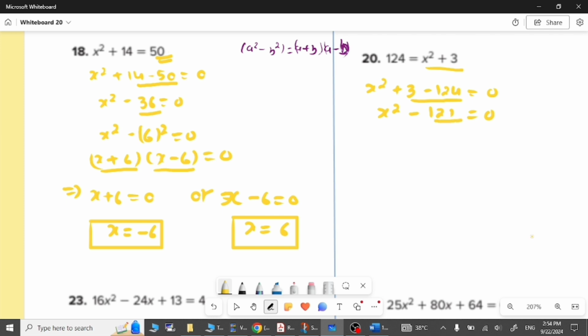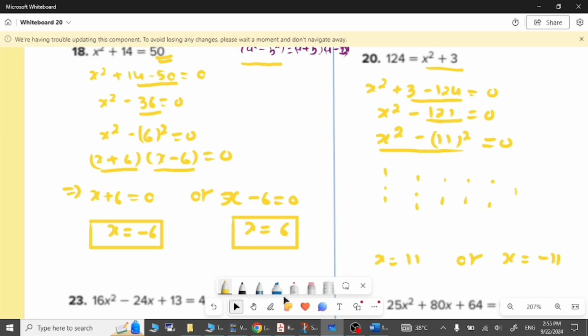Okay, 121 is the square of 11, so I can write x² − 11² = 0. Now in this question you will be using this formula, so same way you will be doing. I am not going to do this one, and you will get the answer as x = 11 or x = −11. Okay, I am going to do the next question.